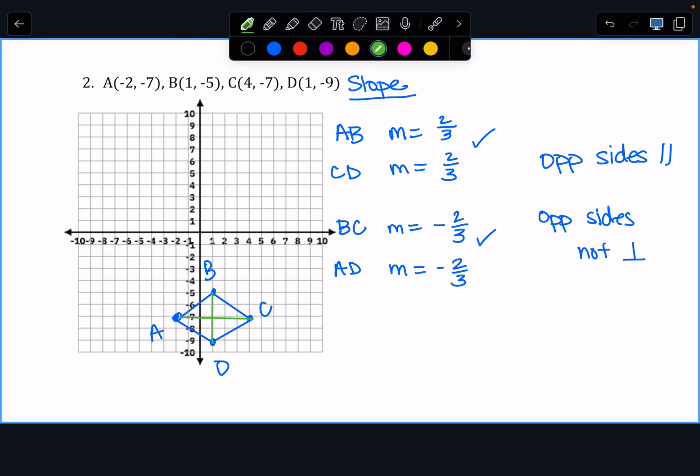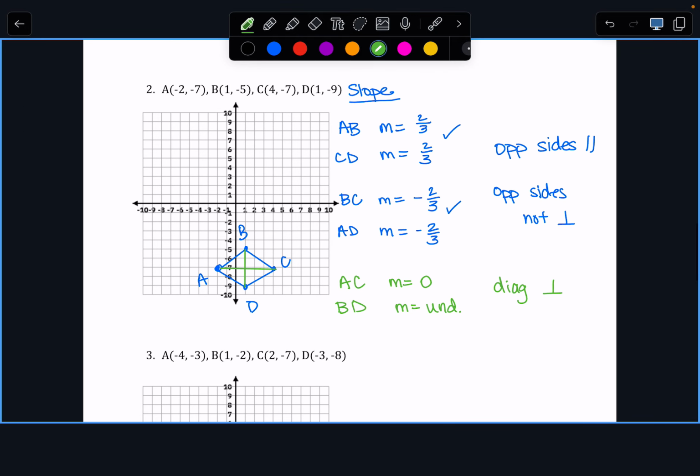Okay. What is the slope of AC? 0. What's the slope of BD? It's undefined. So our diagonals are perpendicular. They're opposite reciprocals. So what is it? It's a rhombus.